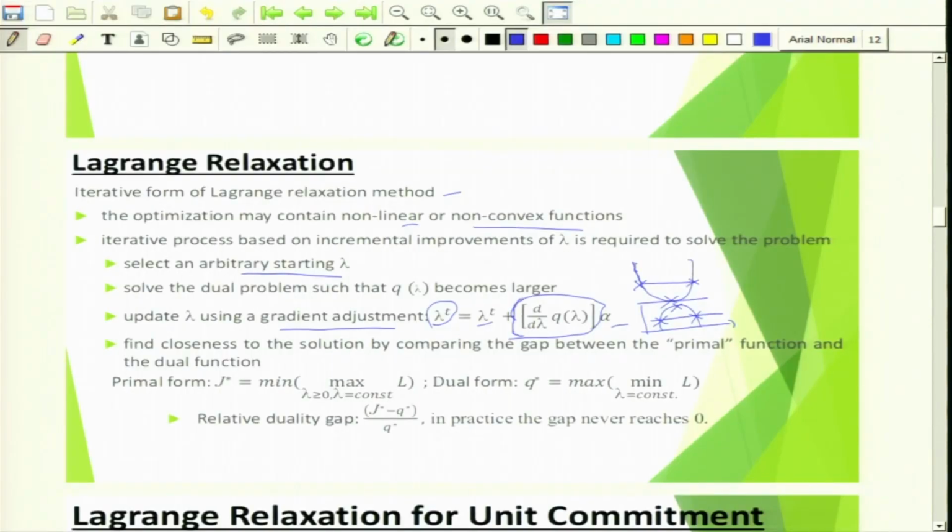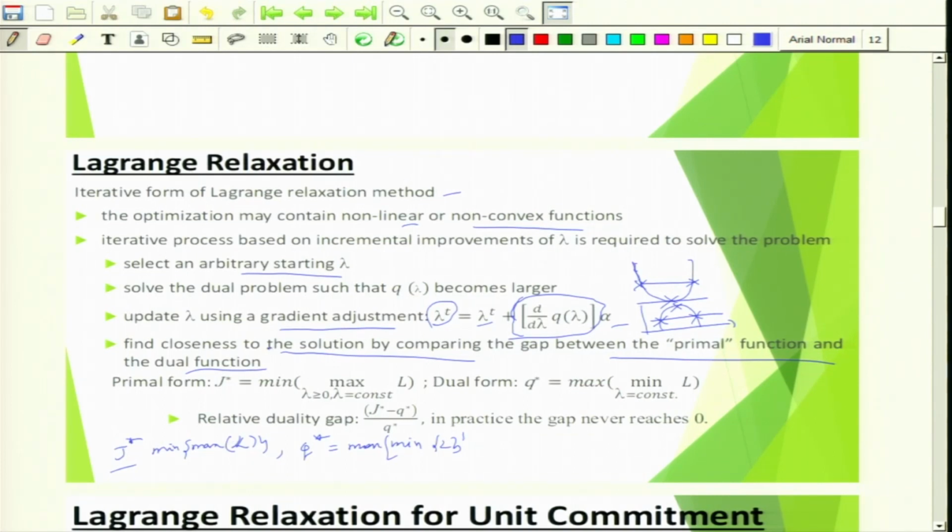You got it? That is the reason why we were telling, choose a particular value of lambda, we will get the maximum of q of lambda. Find closeness to the solution by comparing the gap between the primal function and the dual function. Now the primal function, as we have discussed, is nothing but the maximum of the Lagrangian function. This is primal, or we call it J star. The dual problem is Q star. This is nothing but the maximum of the minimum of L. You understand, no? They are just exactly opposite.